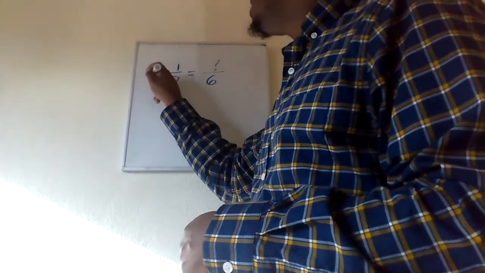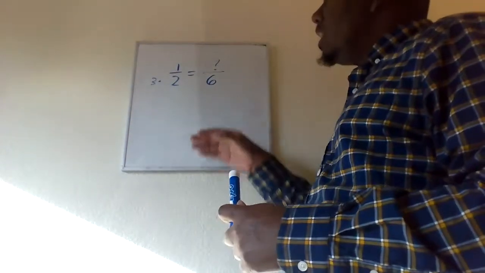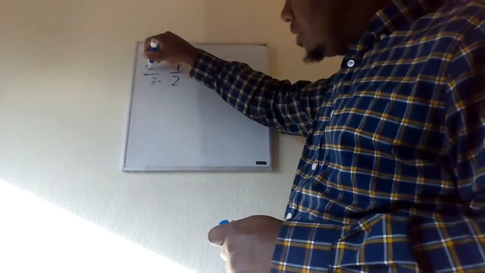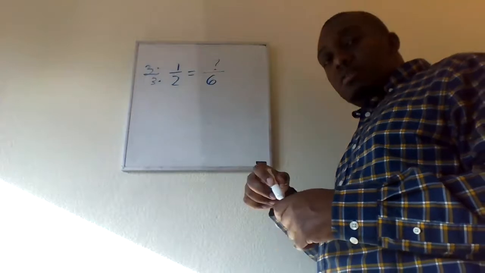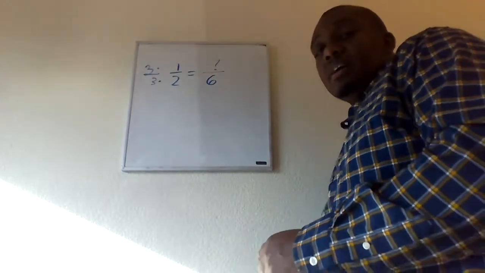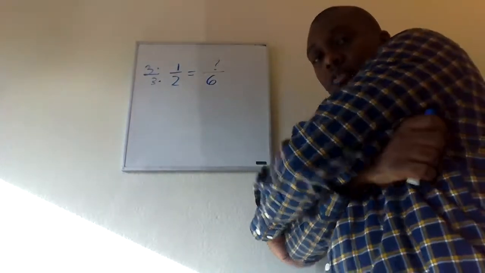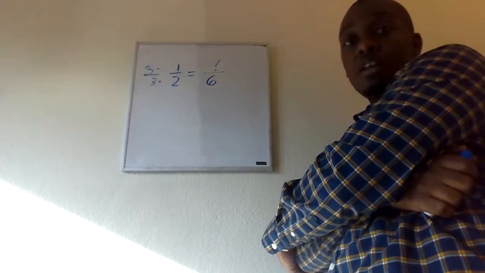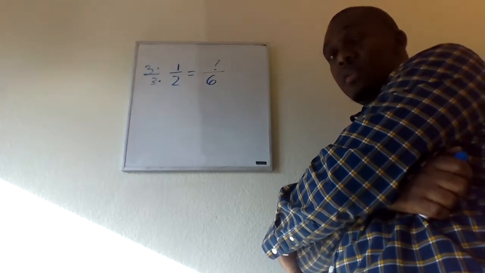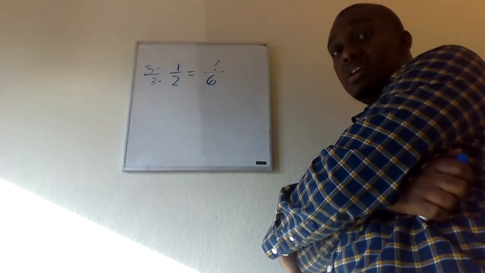2 times 3 will give me 6. And if I want to keep this equal all throughout, what I do at the denominator, I must also do with the numerator. So really we're taking the fraction 3 over 3 and multiplying it times 1 over 2. Well, isn't 3 over 3 the same thing as 1? Because 3 divided by 3 is 1? It is. And 1 times any number just leaves the number the same, right?